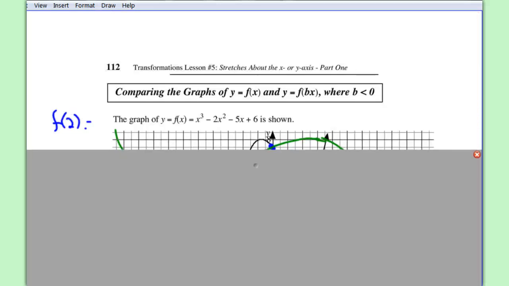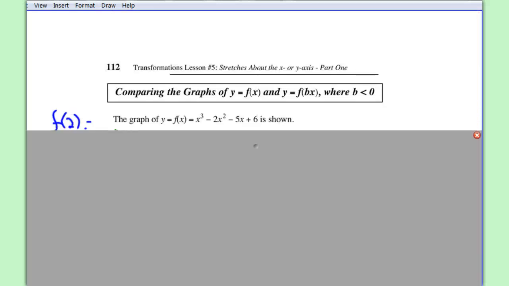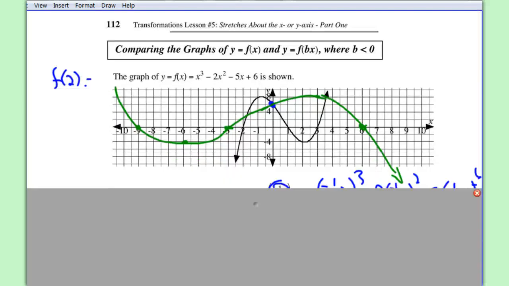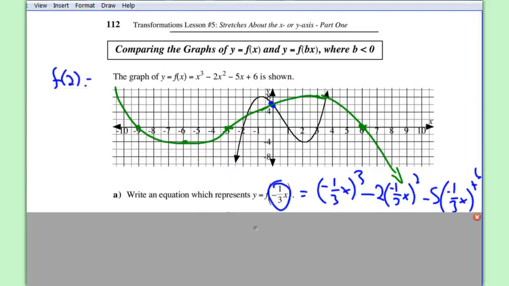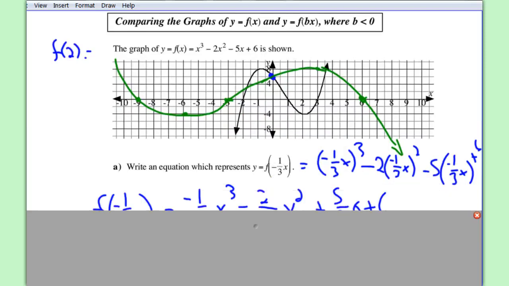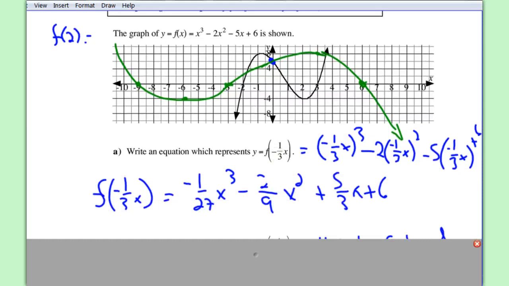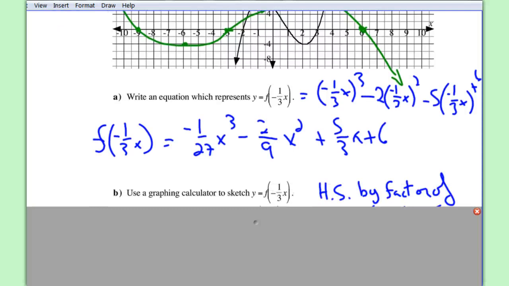Again, play with your graphing calculator. So there's the graph provided to you. Now it asks you to do a transformation of minus 1/3 x. So don't look at my graph, okay? If you do the transformation of minus 1/3 x and substitute it in there, we end up with minus 1 over 27x cubed and 2/9 and so on, okay? You can read.